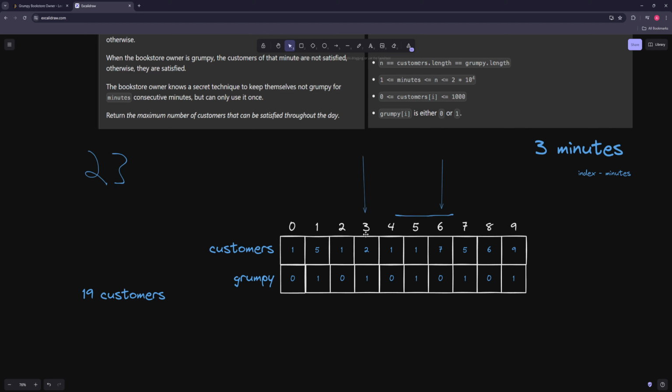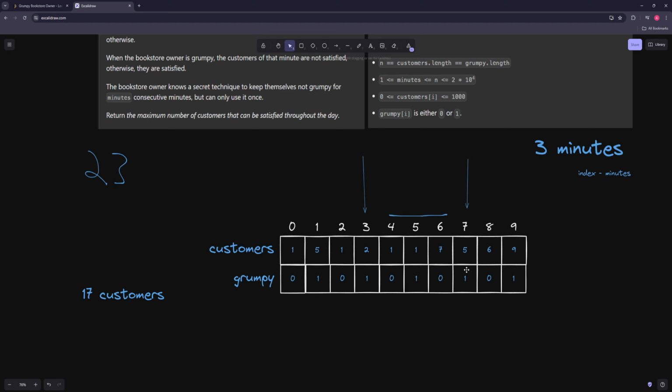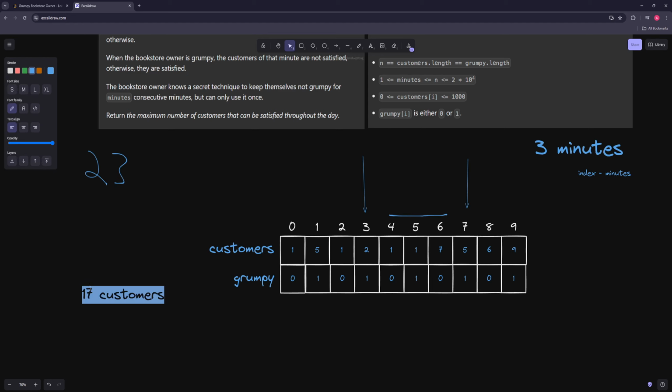And this guy was unhappy, but they were in our window. They were in our window originally, so we actually had this value added. But now we need to remove it because now they won't be happy anymore. So we have 17 here. Then we go to the next one. So we add a 5 because this is grumpy, so now it's not. So we'll have 22.